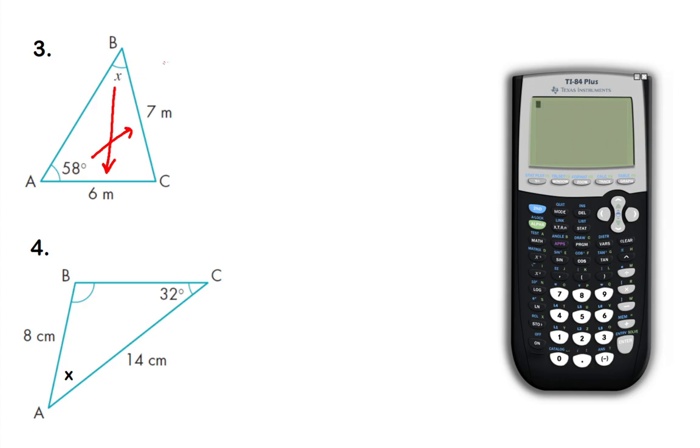But this time we're finding an angle. So we have the sines on the top. So sine of the angle we're looking for, divided by its opposite length. And then the other pair, sine 58. So now I can take the 6 to the other side.